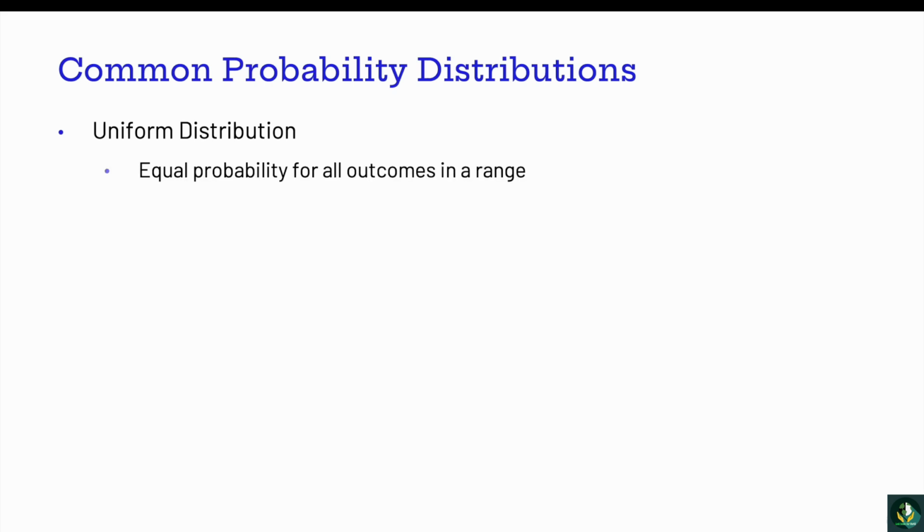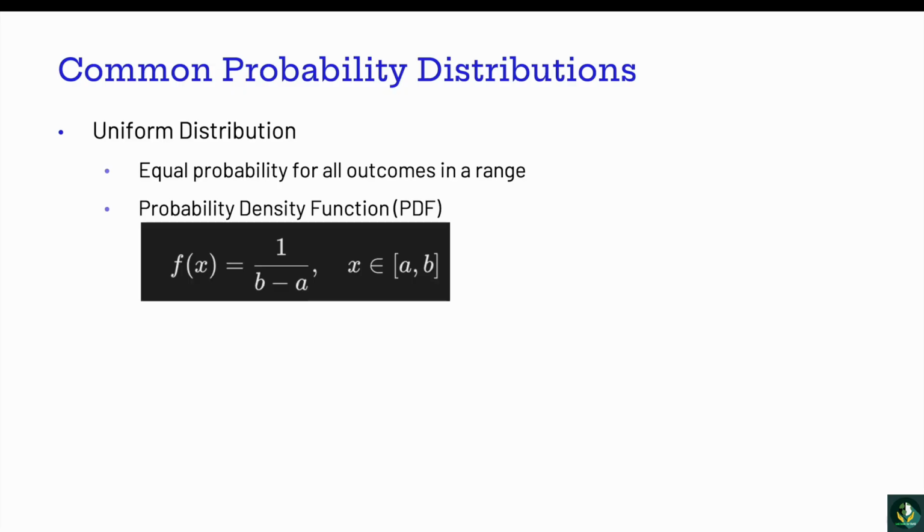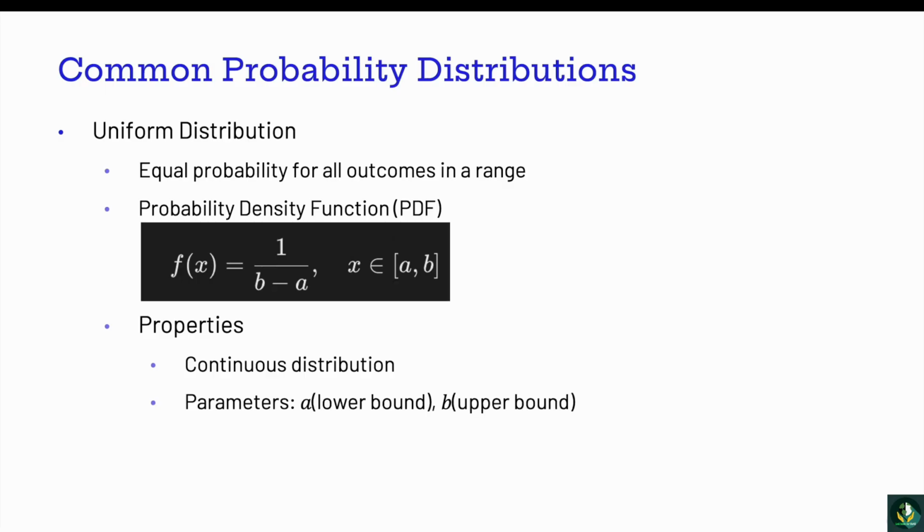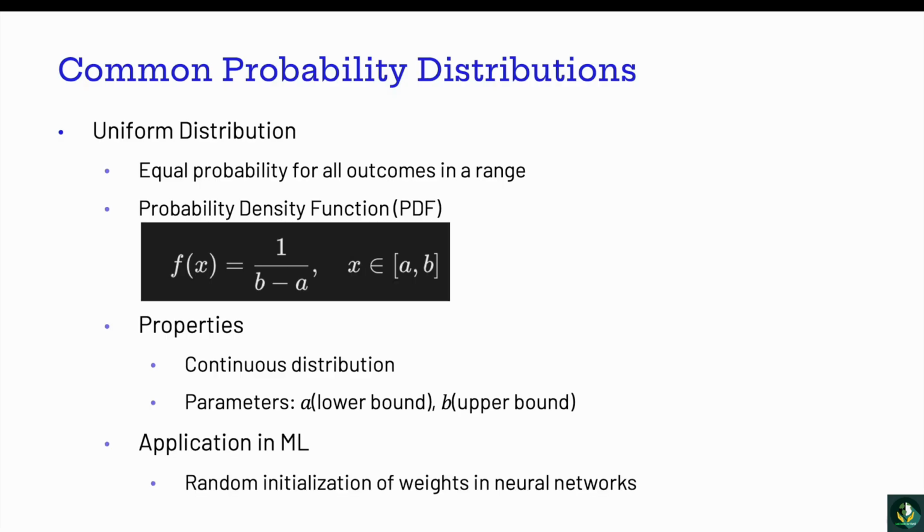Next, let's look at uniform distribution. This is equal probability for all outcomes in a range. The PDF, or probability density function, is defined as f(x) = 1 / (b - a), where x is part of a to b. Properties include continuous distribution, and parameters are a, which is the lower bound, and b, which is the upper bound. Applications in ML include random initialization of weights in neural networks.